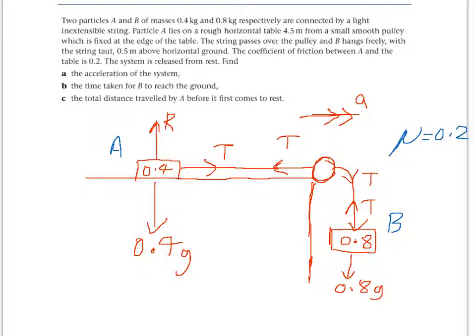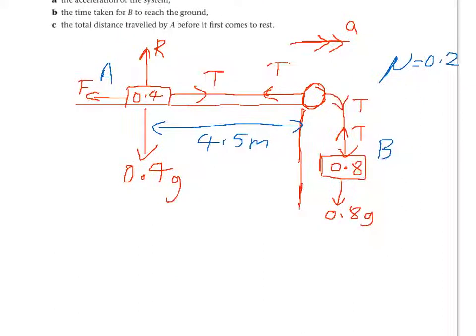There's one more thing. It says in the question that it is a rough plane that the particle A is on, so we've got to think about friction, and as well we're told that the distance from A to the pulley is 4.5 meters, and we're told that the distance from B to the ground before it's released is 0.5 meters. And that is everything we can draw from the diagram.